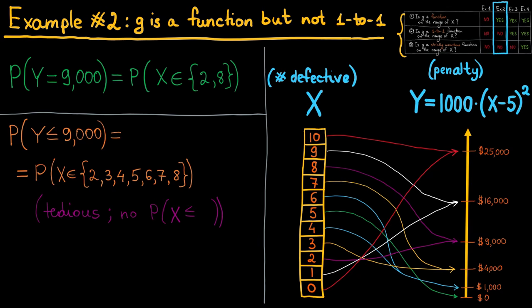And we can ask a question such as, what is the probability that our random variable y takes on a value less than or equal to 9,000? But now answering this question is tedious, because we would literally have to trace back each value in the range of y that is less than or equal to 9,000 and see what values in the range of x mapped to those. Wouldn't it be nice to have an answer that is also in terms of an interval? So when g is a function, but not one-to-one, we'd have to look at the particular example in each case. So very tedious, nothing generalizable.